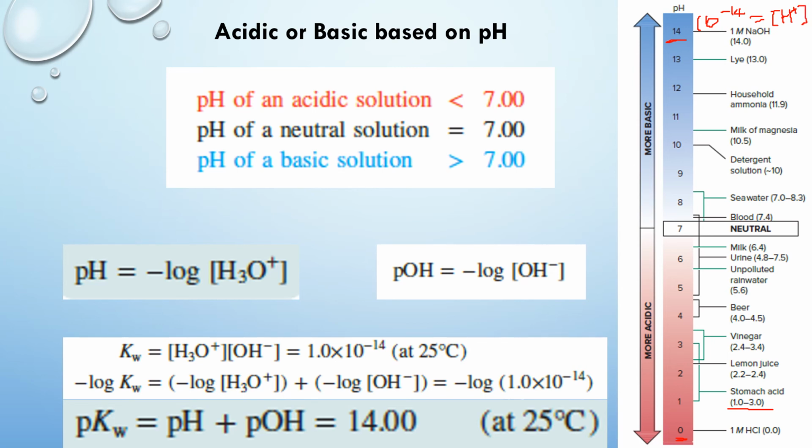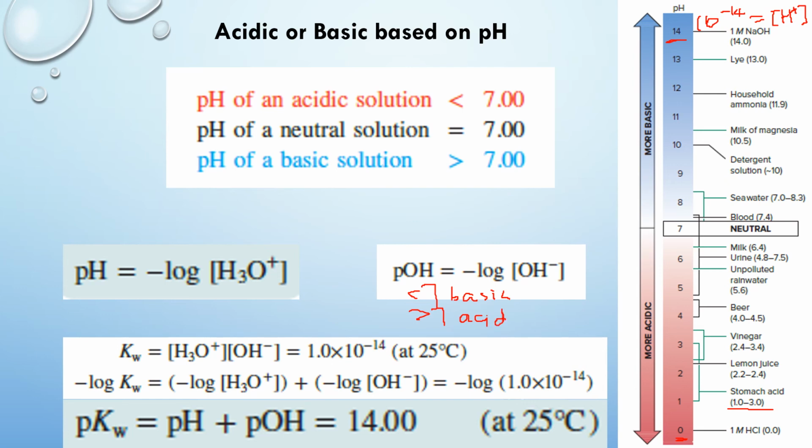So like pH, we can also have a term pOH. That's the power of hydroxide, the negative log of the hydroxide concentration. Same idea: if you have a basic solution, this pOH is going to be less than 7, and it is going to be greater than 7 if it is an acidic solution.